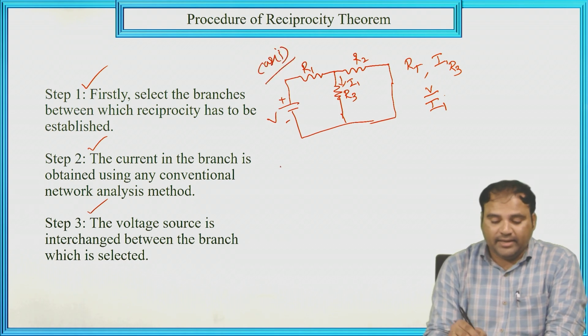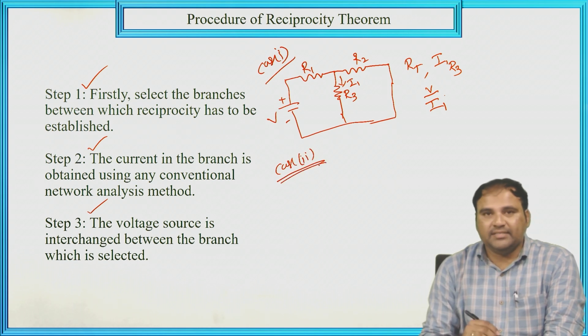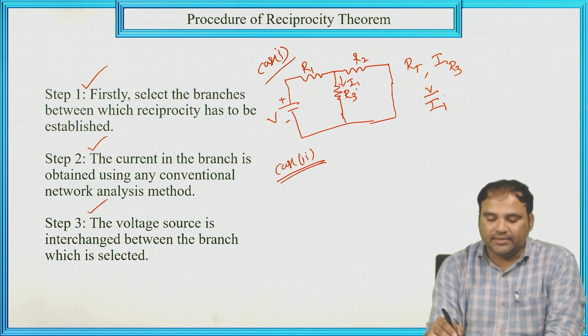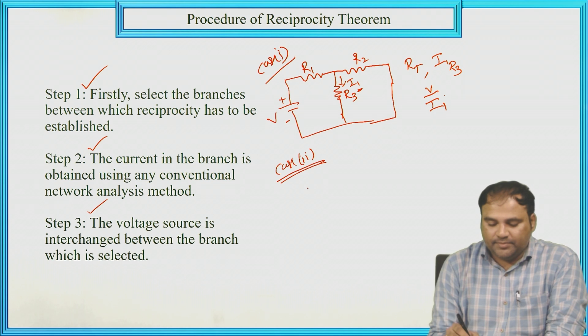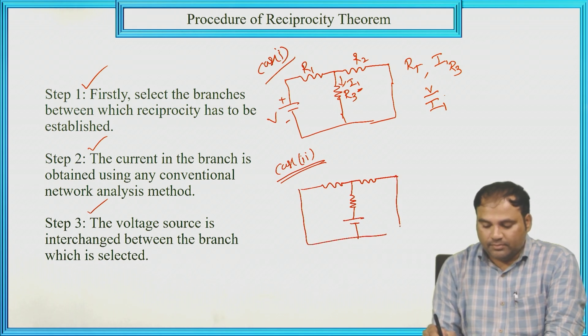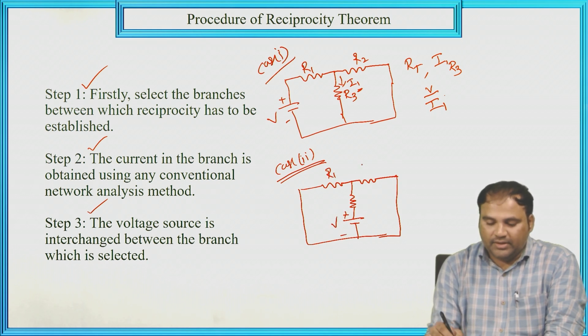In case 2, we have to interchange the source to the current side, means this side. So in that case, we have to redraw the new circuit here. Now the source is here. Plus-minus voltage is V, the resistors are R1, R2 and R3. Now here we need to calculate the current value, that is I2.